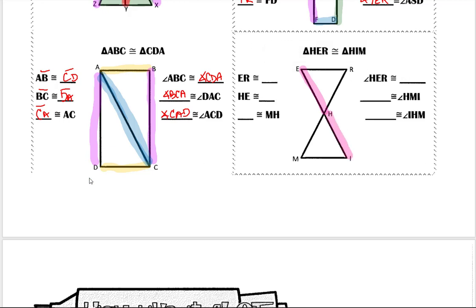Here we have HE goes with HI. ER goes with IM. And HR goes with HM. So ER matches IM, and so on. Now for the angles, if we're going to do HMI, H to M to I is yellow to blue. So the other one, yellow to blue, is going to be HRE. And that's how you can get the right order as you're going for the other side.